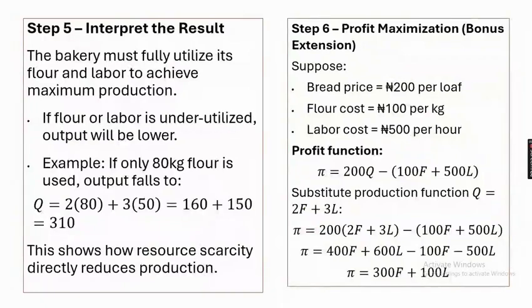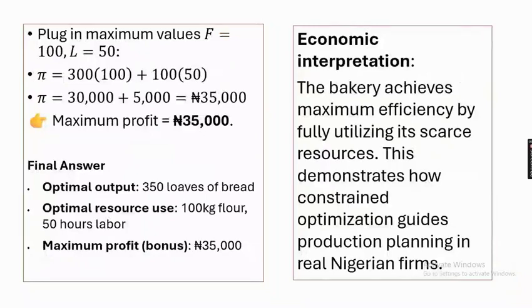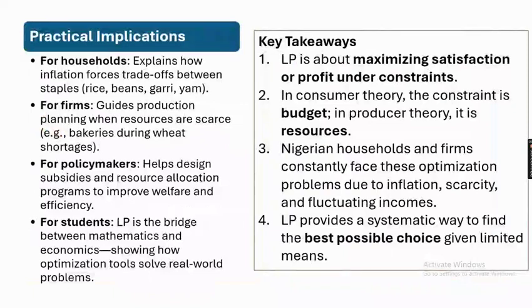Step 5. Interpret full resource use gives maximum output. Step 6. Profit extension. Substitute prices and costs to find 35,000 naira profit. The bakery achieves efficiency by fully utilizing its resources. Linear programming is about maximizing satisfaction or profit under constraints.